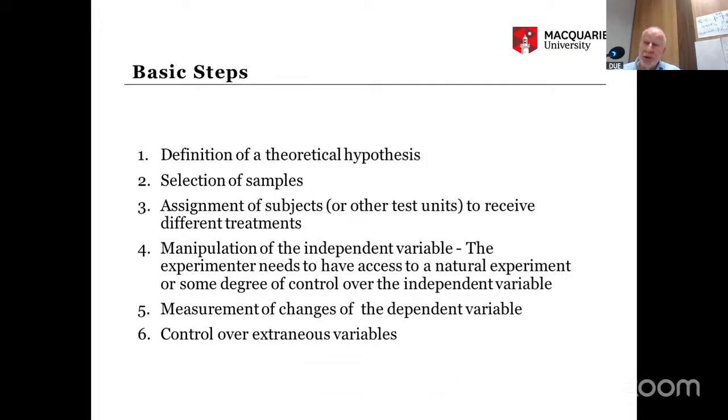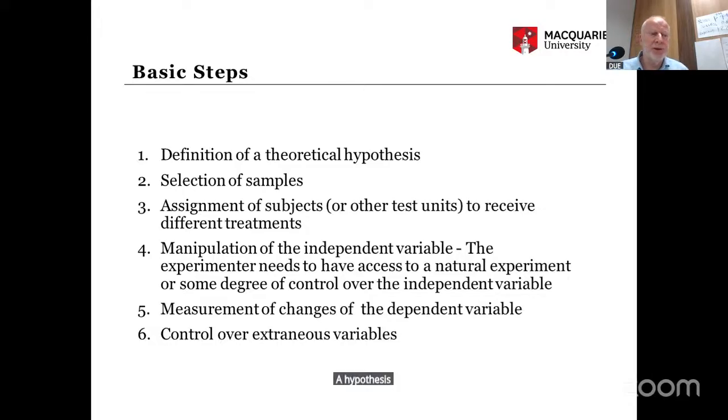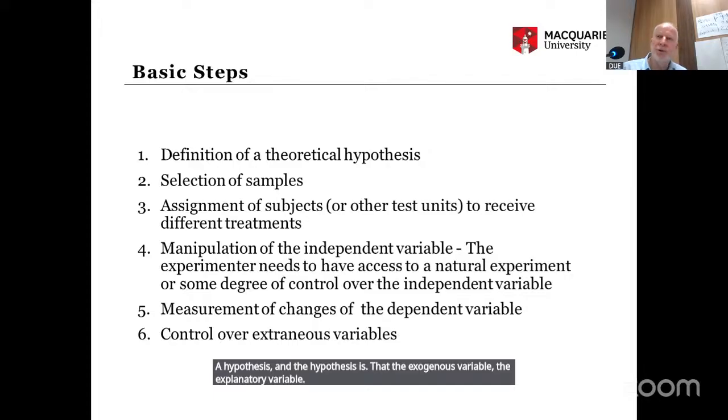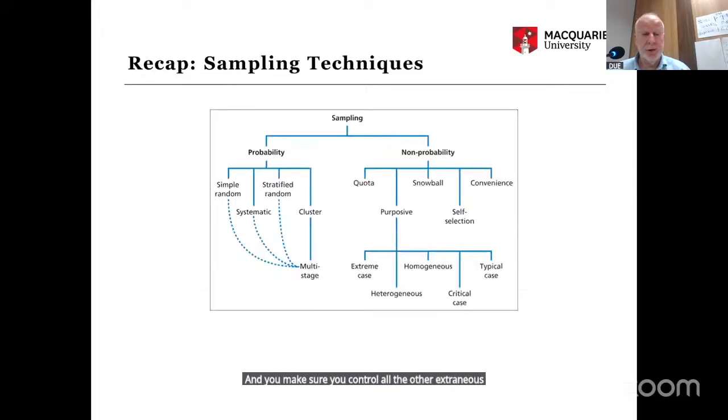So again, just like survey, you need to have a hypothesis, right? You're actually testing a hypothesis, and the hypothesis is that the exogenous variable, the explanatory variable, causes the outcome. So X causes Y. Then you've got to assign the subjects to receive the treatment and the control. So you can control who gets the treatment. And you measure the change in the dependent variable, and you make sure you control all the other extraneous variables.